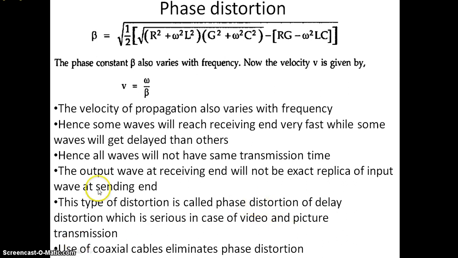So each of the signals will be received at different times. So there exists phase distortion. And what is the remedy for this? You can use coaxial cables. Use of coaxial cables eliminates phase distortion.